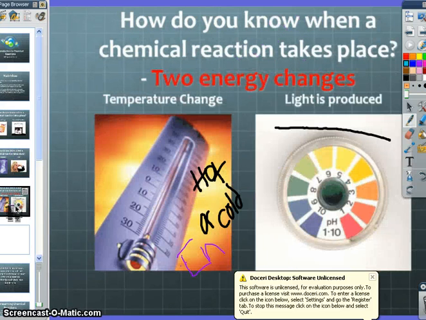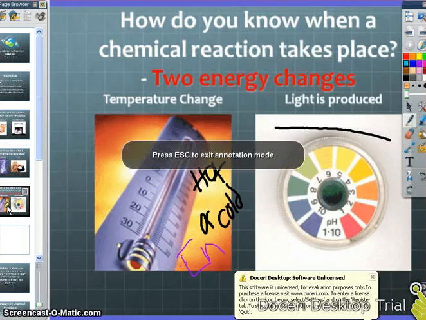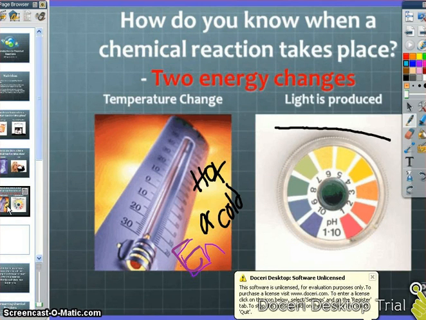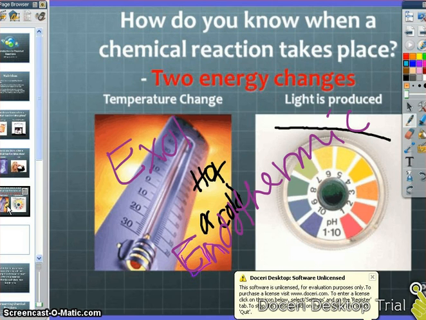Two forms of evidence that have to do with energy. Our first one is changing temperature. We talked about these today, our endothermic and our exothermic. With endothermic, we're going to feel cold because we're absorbing the heat, and with exothermic, we're going to feel hot because we're releasing the heat.